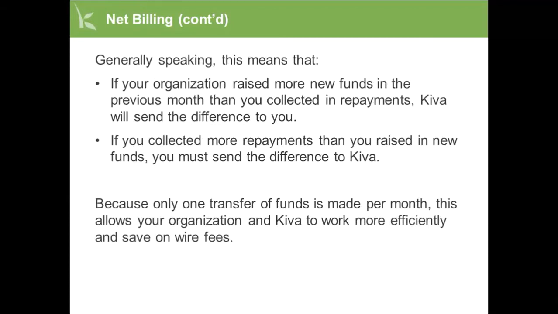Generally speaking, this means that if your organization raised more funds in the previous month than you collected in repayments, Kiva will send the difference to you. Or, if you collected more repayments than you raised in new funds, you must send the difference to Kiva. Because only one transfer of funds is made per month, this allows your organization and Kiva to work more efficiently and save on wire fees.